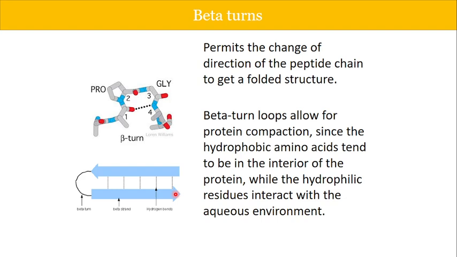And also this beta turn is necessary because it helps in how the amino acids position themselves. The hydrophobic amino acids would like to be in the interior of the protein, whereas the hydrophilic residues would want to stay outwards toward the aqueous environment.